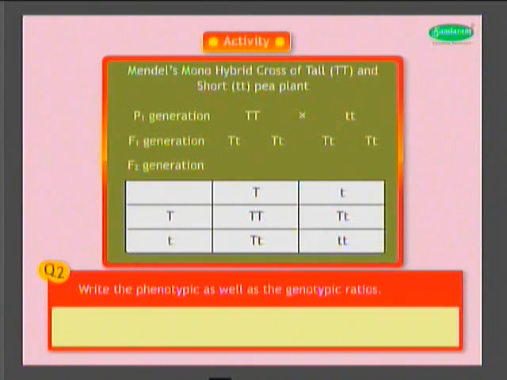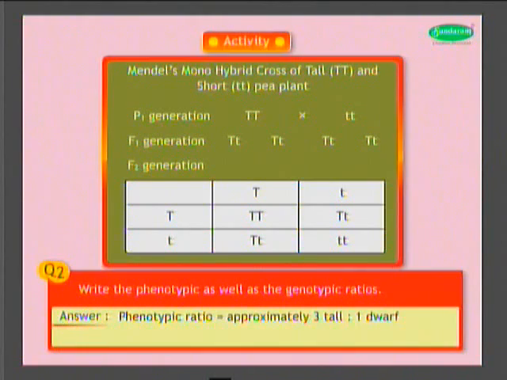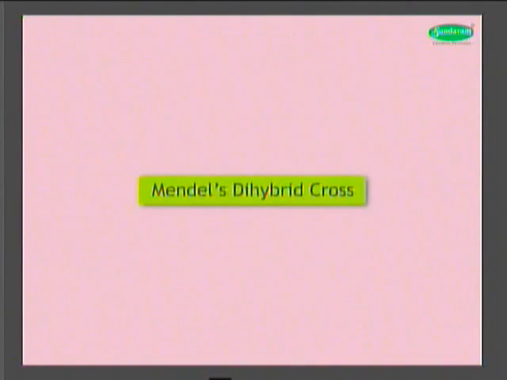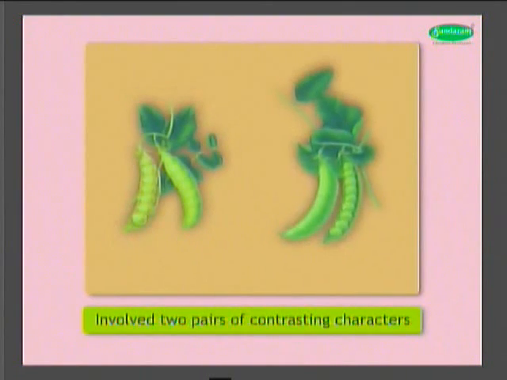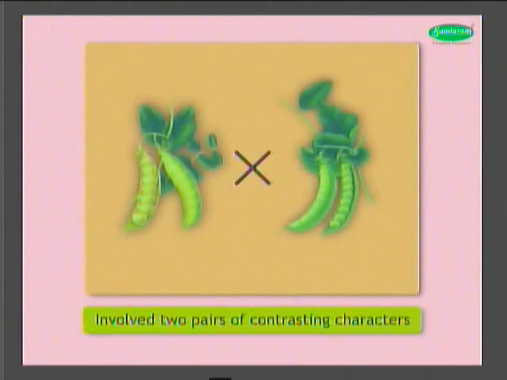Write the phenotypic as well as the genotypic ratios. Answer: phenotypic ratio is approximately 3 tall to 1 dwarf. Genotypic ratio is 1 TT to 2 Tt to 1 tt. Now let us study Mendel's dihybrid cross. A dihybrid cross involves two pairs of contrasting characters.